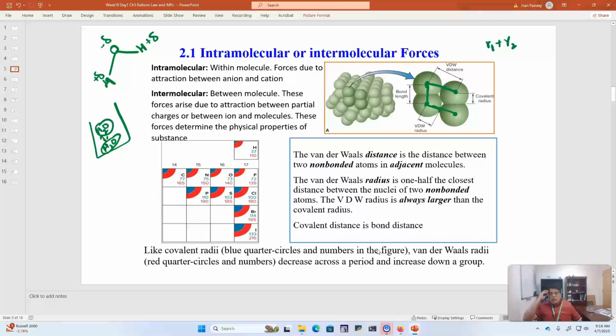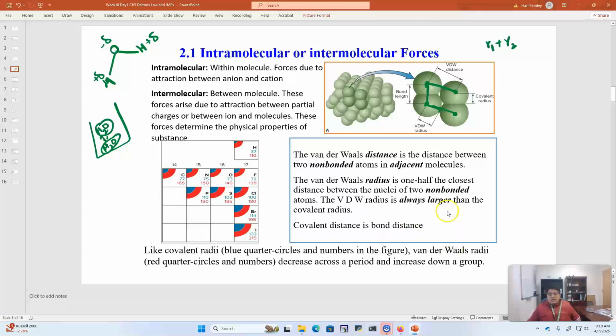So the van der Waals radius is one half of the closest distance between the nuclei of non-bonded atoms, and it increases vertically in the periodic table and decreases horizontally in the periodic table, for groups 14, 15, 16, 17. And it is always larger than the covalent radius.